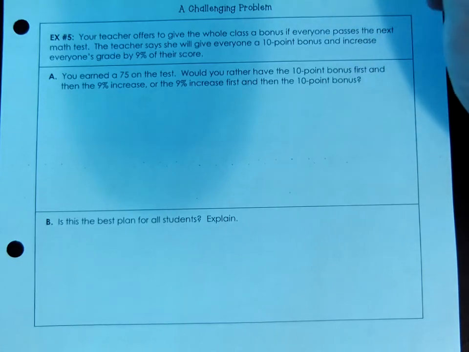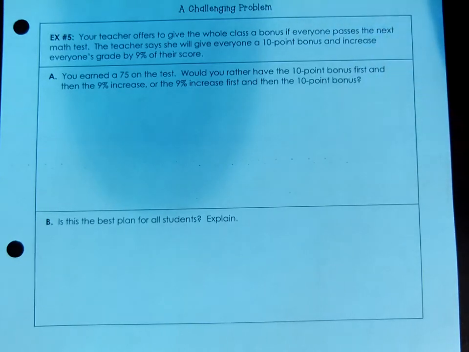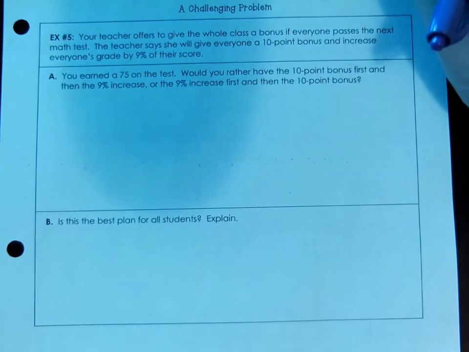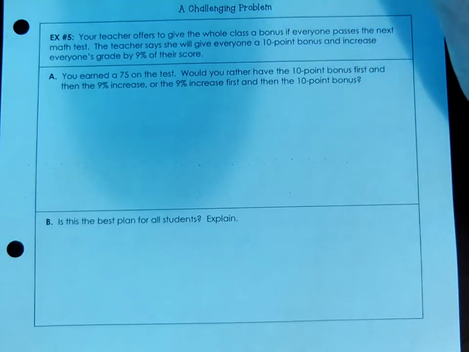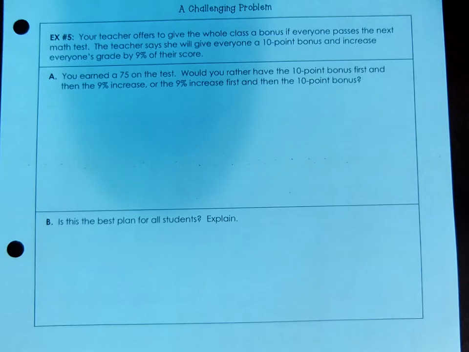Your teacher offers to give the whole class a bonus if everyone passes the next test. Yay! The teacher says she will give everyone a 10-point bonus and increase everyone's grade by 9% of their score. Oh, it's a girl teacher. I thought it was me. You earned a 75 on the test. Would you rather have the 10-point bonus first and then the 9% increase, or the 9% increase first and then the 10-point bonus? So is it more useful to you to add the 10 points and then add 9%, or to add 9% and then 10 points?